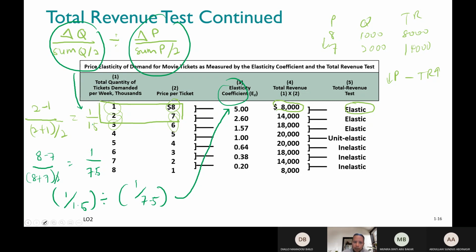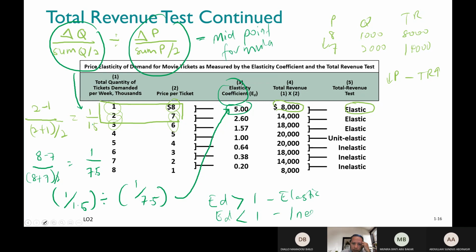Yeah, so you get the elasticity coefficient using the midpoint formula. And the elasticity coefficient basically says that if the ED is higher than 1, then it is elastic. If ED is lower than 1, then it is inelastic. And if it's equal to 1, then it is unit elastic.